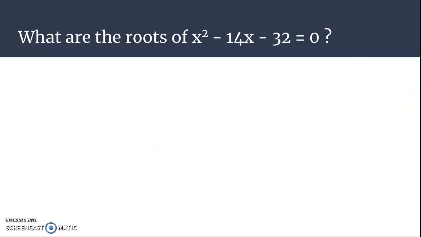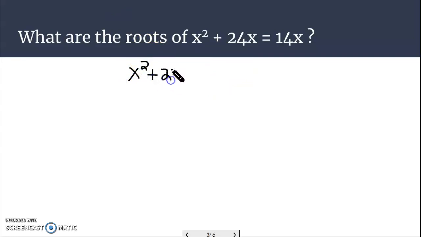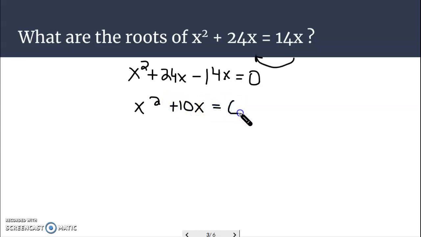Let's look at another one here. What are the roots of x squared plus 24x equals 14x? Now, for this to work right, we need to get everything to one side. So what we're going to do is subtract 14x from both sides of the equation and get equal to 0. That way we have like terms to combine here. We can combine the 24x and the 14x to get x squared plus 10x equals 0.